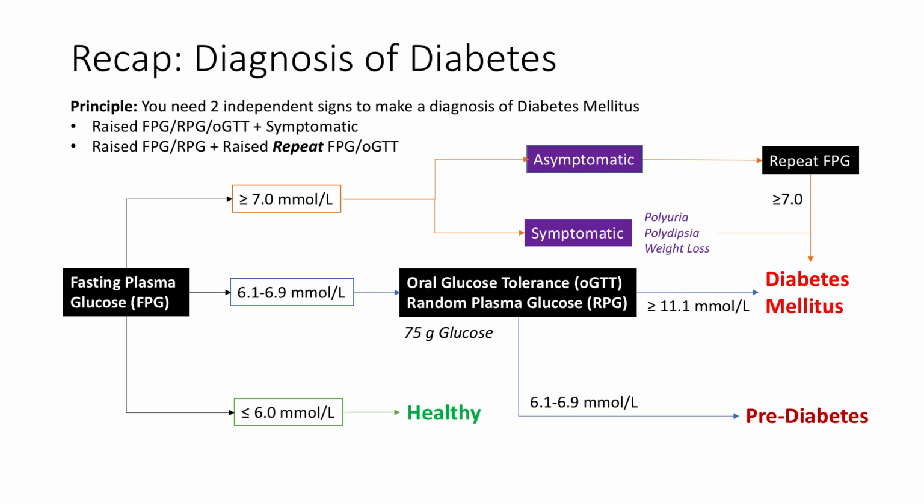So if you go down to the one, then you retake again fasting blood. Which one? The pre-diabetes. Is it below 11.1? Again, fasting blood. No, you don't need. 6.1 to 6.9.